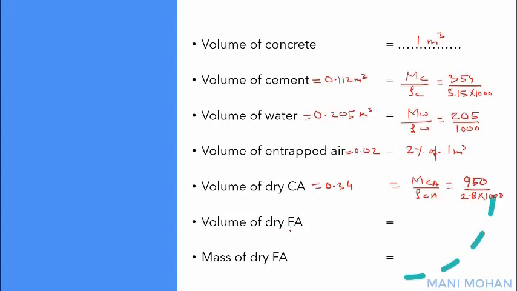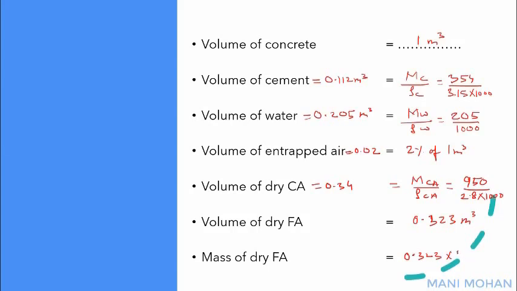Now, the volume of dry fine aggregate can be computed by deducting from the total volume of concrete the volume of cement, volume of water, volume of entrapped air and volume of coarse aggregate. If we do that, we get 0.32. So what will be the mass of dry fine aggregate? It will be volume of dry fine aggregate into density of fine aggregate.